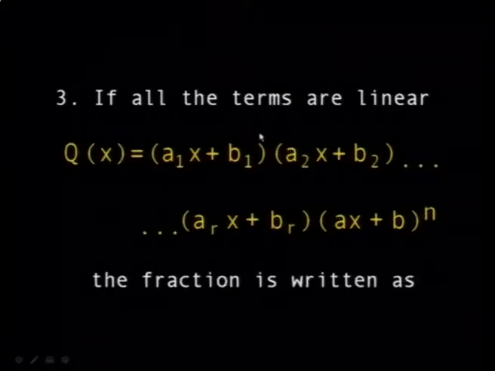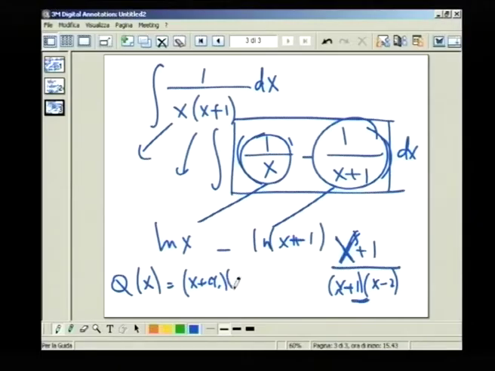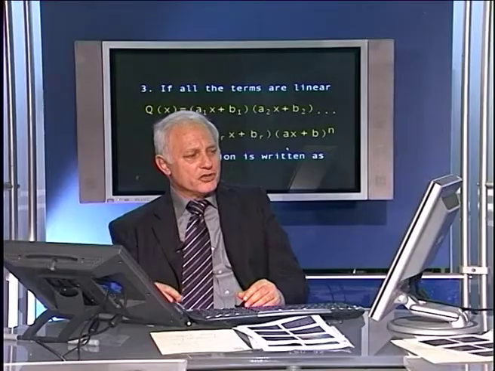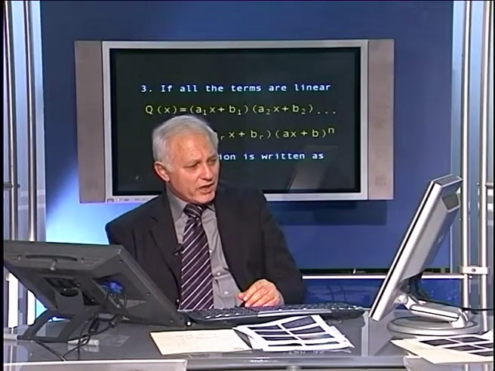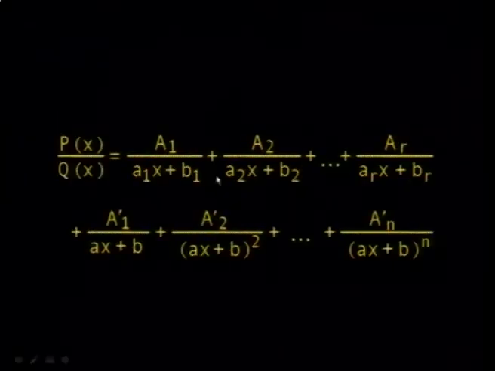Now, if all the terms are linear, in other words, you have, for example, a polynomial q of x which, when you decompose it, you find equal to (x plus a1) times (x plus a2) till (x plus an). You have a product of polynomials, and each one of them is of first degree. So if it is in this form, then your rational function can be decomposed in this form here.